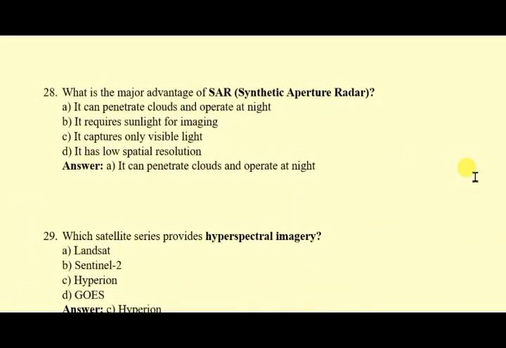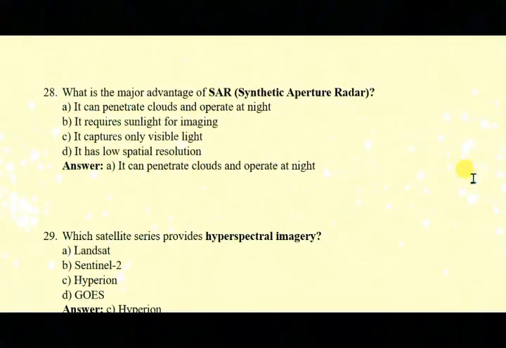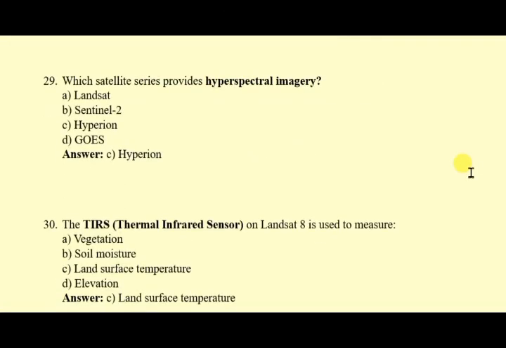What is the major advantage of SAR, synthetic aperture radar? It can penetrate clouds and operate at night. It requires sunlight for imaging. It captures only visible light. It has low spatial resolution. Here the right answer will be it can penetrate clouds and operate at night.